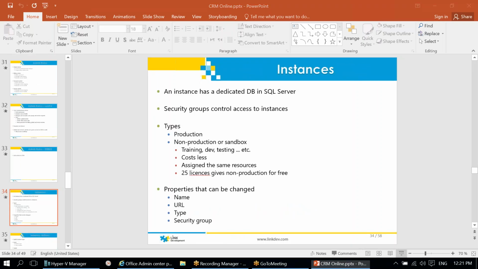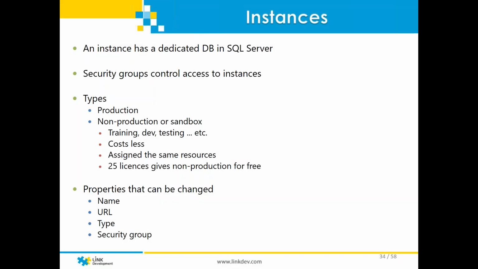The instances. As we have said, there are two types of instances, production and non-production. The production is just the normal instance you see in on-premise. The non-production sandbox is used for different purposes. It costs less, has the same resources, and you get one free if you buy 25 licenses.